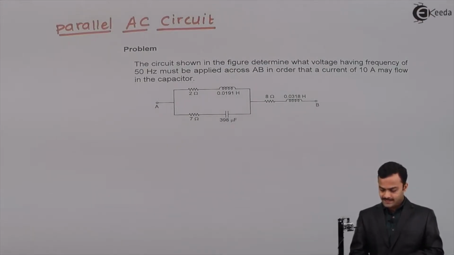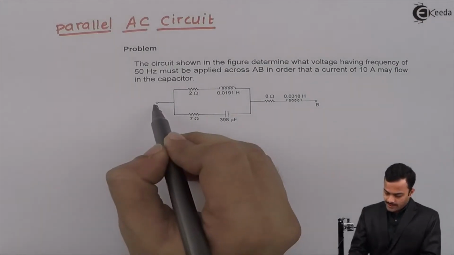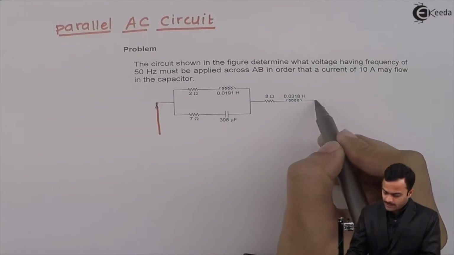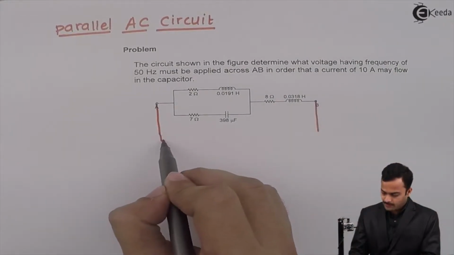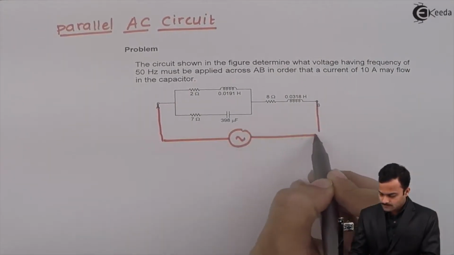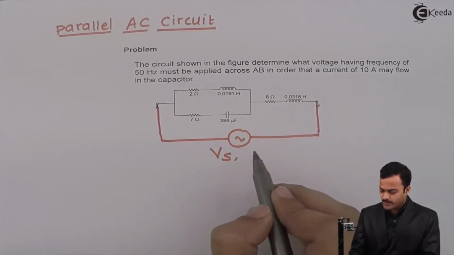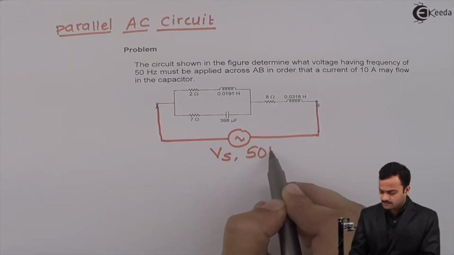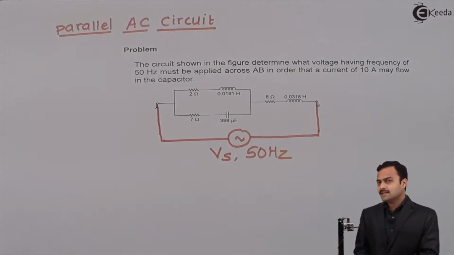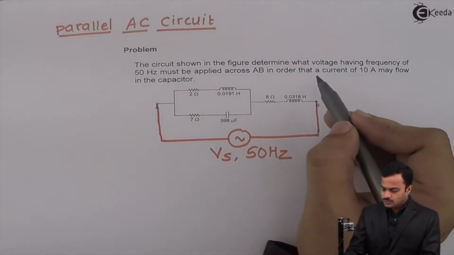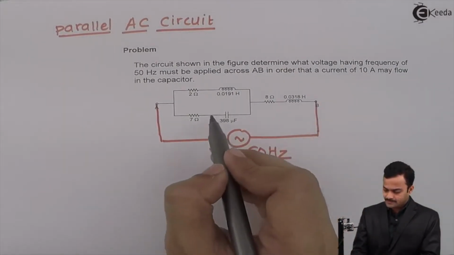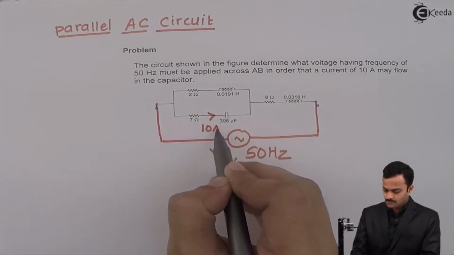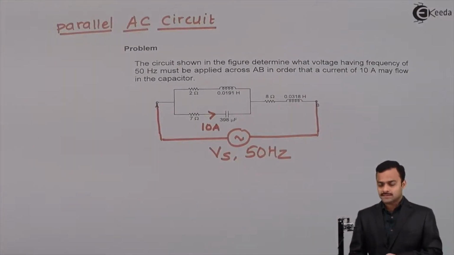So what they are saying is, I need to know what voltage we can apply across points A and B, whose frequency is 50 Hz, in such a way that the current flowing through the capacitor is 10 ampere. So let's solve.